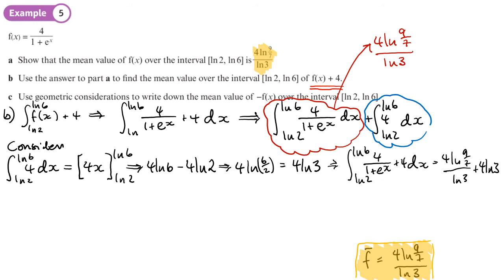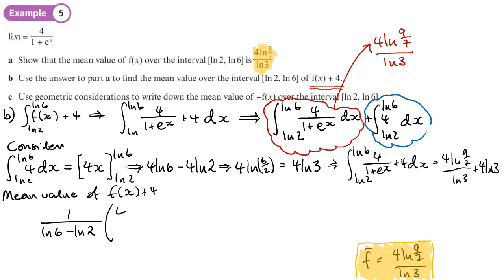So the mean value of this new function, the mean value of f of x plus 4, is going to be 1 over the interval, which is log 6 minus log 2, times the area, and that is all of this, 4 log 9 over 7 over log 3 plus 4 log 3.